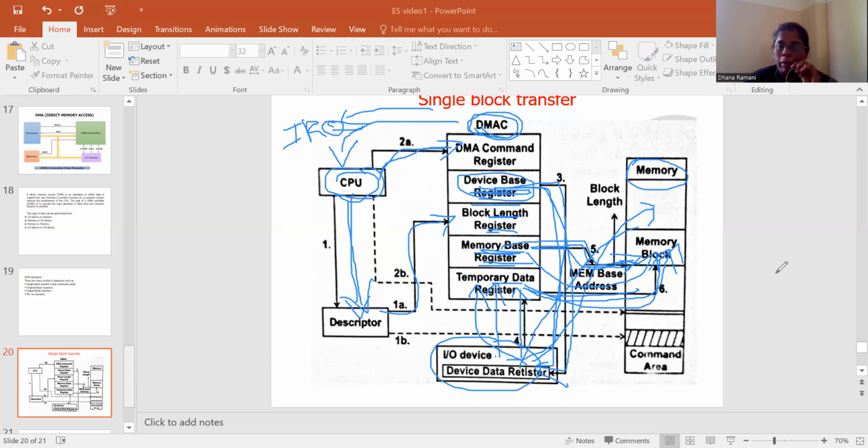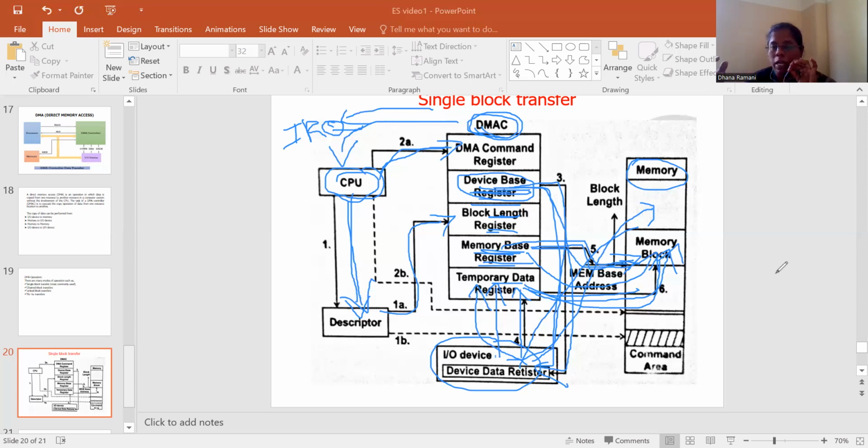So this is how the DMAC, the direct memory access controller, works. The concept of DMA is that without involving the processor, the memory can be accessed directly with the help of a DMA controller, DMAC, right? So during this DMA, the processor will not be involved. All these actions will be taken by the DMA controller itself.